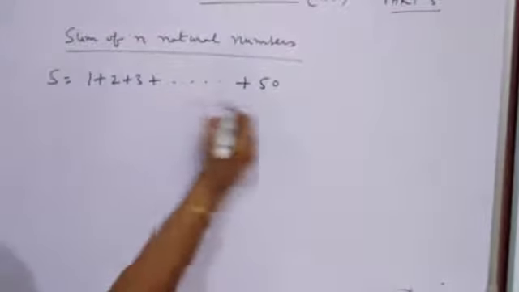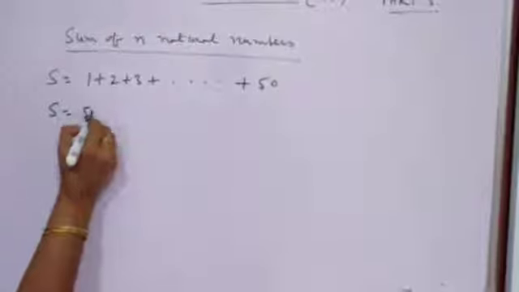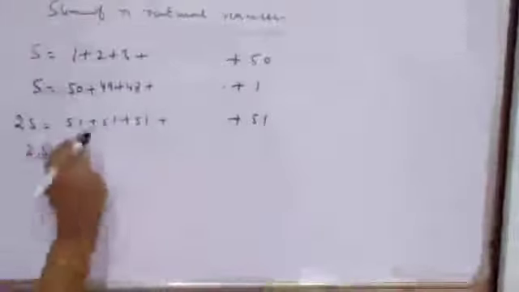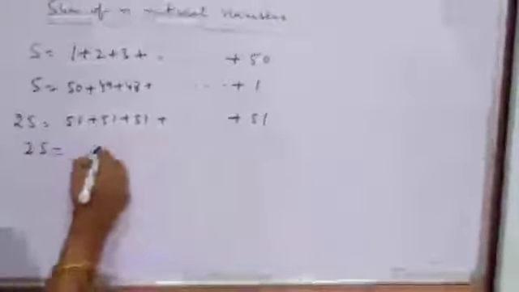First, I have written the sum in ascending order. Second, you will write it in descending order. Now s plus s is 2s, and each pair adds to 51: 51 plus 51 plus 51 plus 51. We are adding 51 fifty times, so it becomes 51 into 50, and s is 51 into 50 divided by 2.